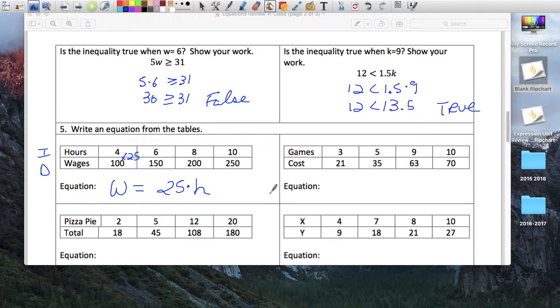There is your equation. So if he works 5 hours, you multiply by 25. If you work 100 hours, you multiply by 25. So to find out his wages, his wages depend on the hours worked.